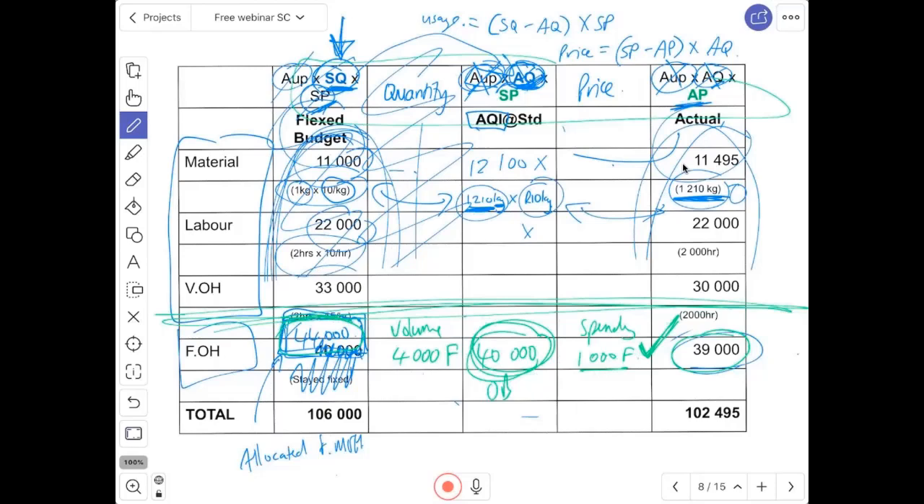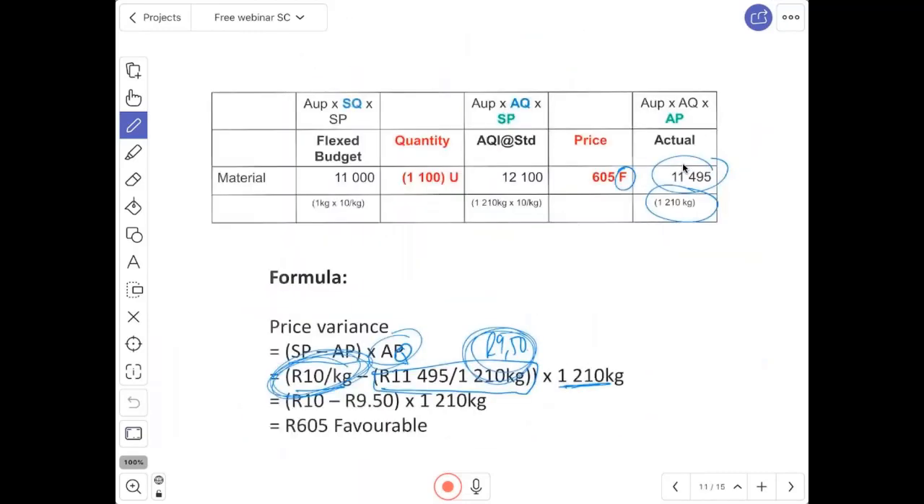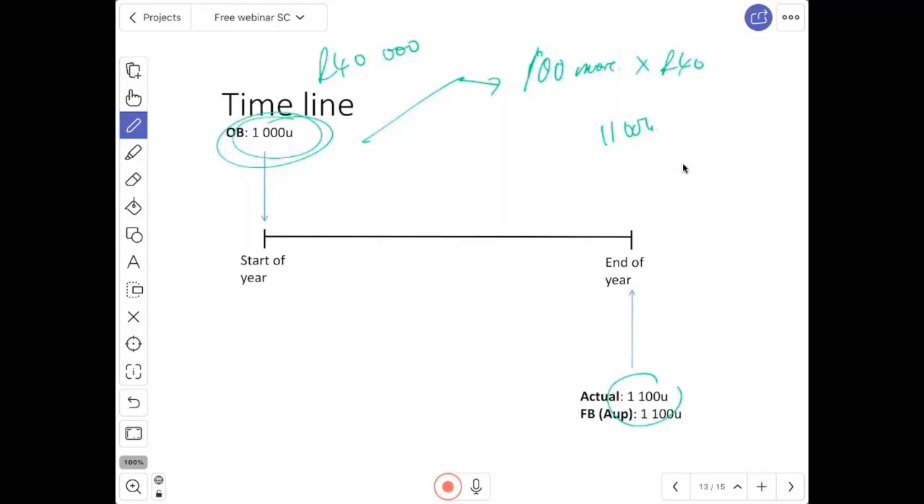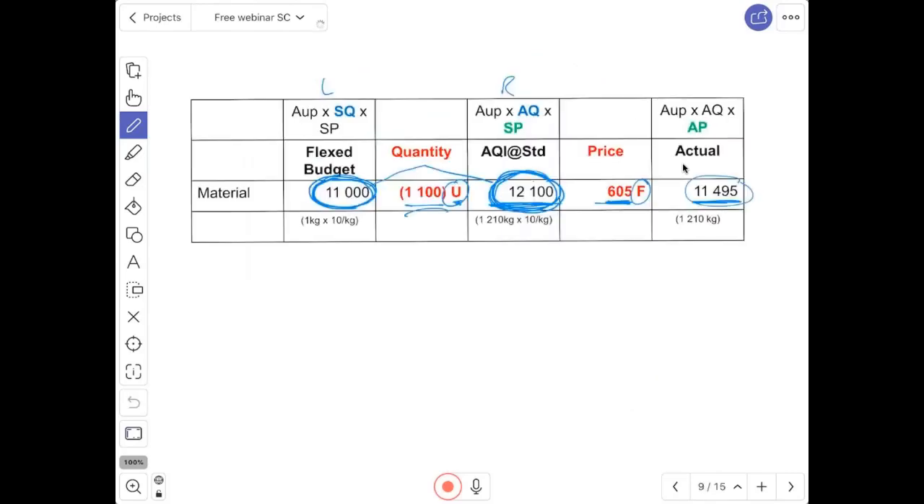So picture this. We budgeted to produce 1,000 units at the start of the period. Where's our timeline? 1,000 units. And we said it's going to cost us 40,000. And now we actually squeezed out 100 more units. So we got out 100 more units from the same fixed cost, the same capacity, the same factory. 100 more units, and fixed cost shouldn't change. And if we multiply that by our 40 Rand per unit, the standard cost, we get our 4,000 volume variance.